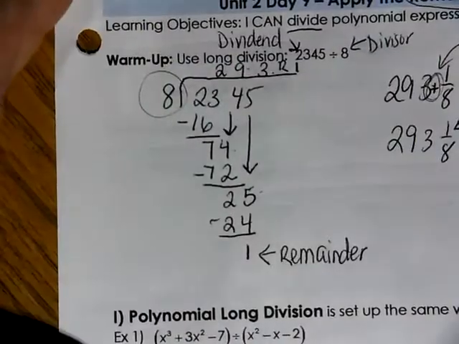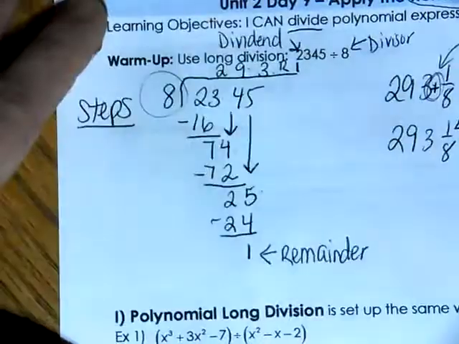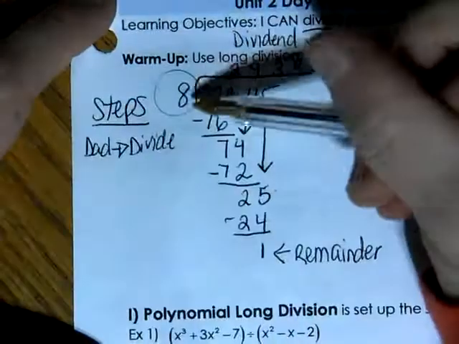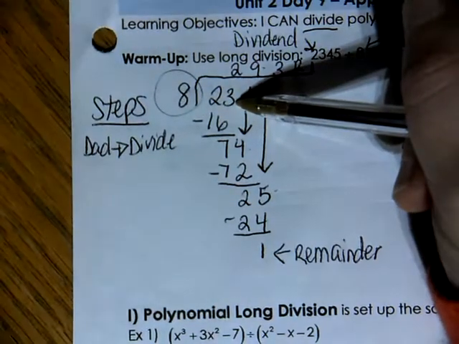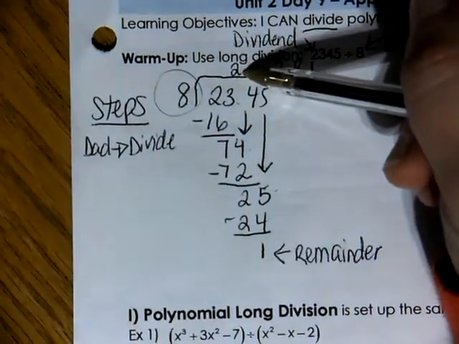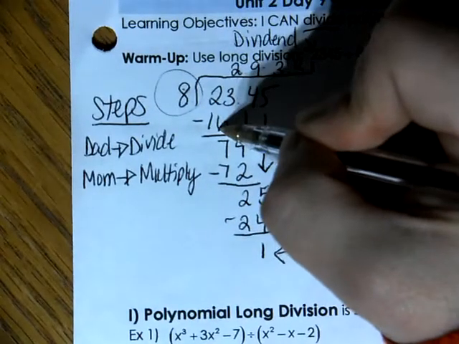But the steps that I just talked about are as follows. The first step that we did is called Dad, Mom, Sister, Brother, Rover. So here's Dad. Dad was, we would divide. We asked ourselves, how many times can 8 go into 23? We divided. 23 divided by 8 gave us 2 point something, and so therefore we would put 2 up above. Mom is called multiply. We would multiply 2 times 8, and that gave us 16.